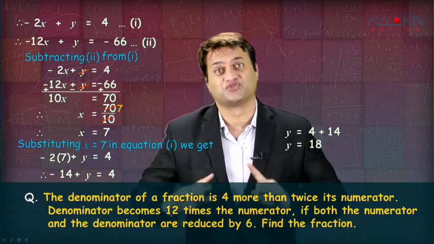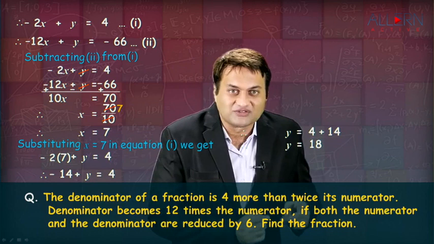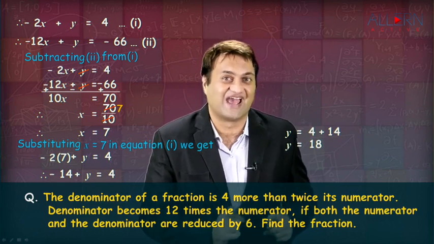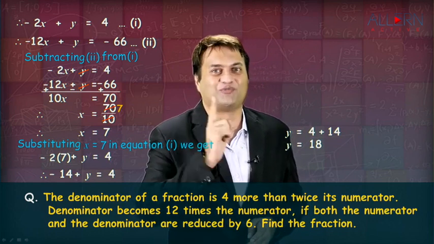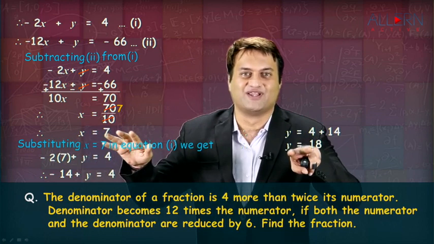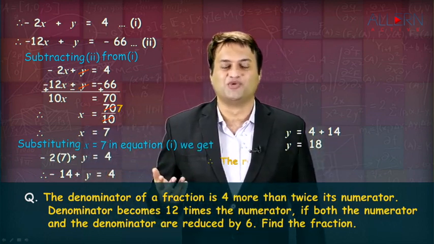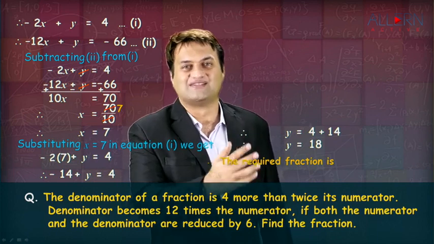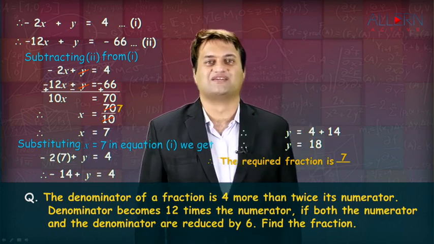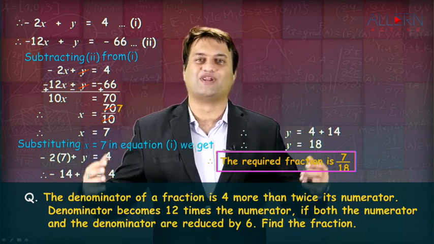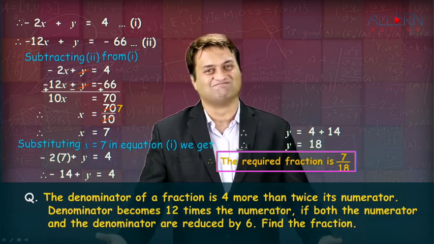Don't write the answer as solution is 7 comma 18 because the question is find the fraction, and the fraction you remember is x upon y, the numerator upon the denominator. So x is the numerator, that's 7. y is the denominator, that's 18. So fraction is definitely 7 upon 18, and that's your final answer. As simple as that.